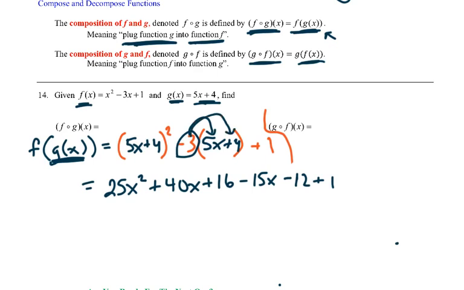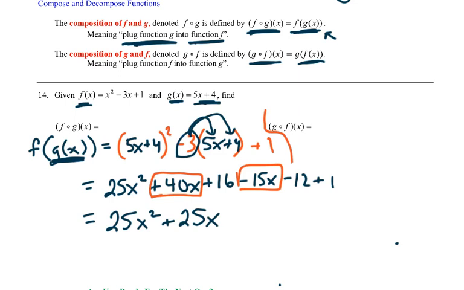Now I can combine like terms. So I end up having 25x squared. So I have plus 40x minus 15x. So that's going to be plus 25x. And then I have plus 16 minus 12 plus 1. 16 minus 12 is 4. 4 plus 1 is 5.